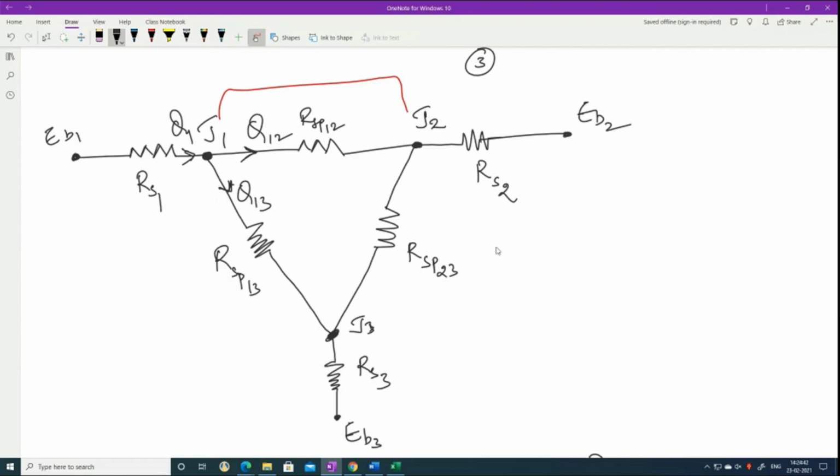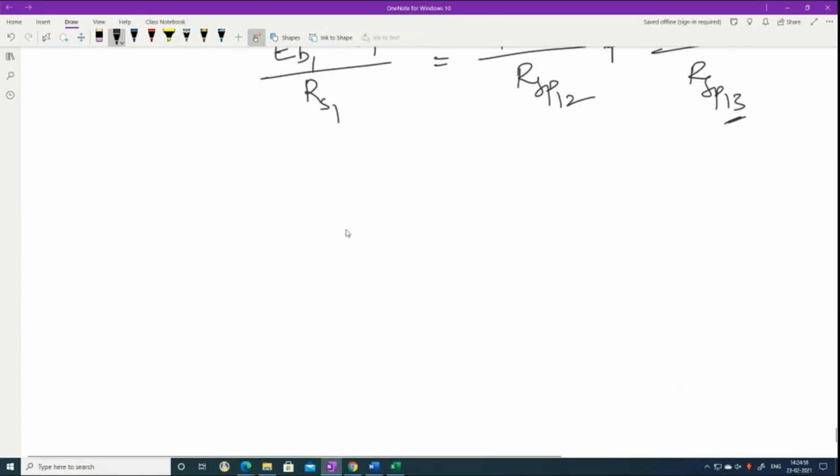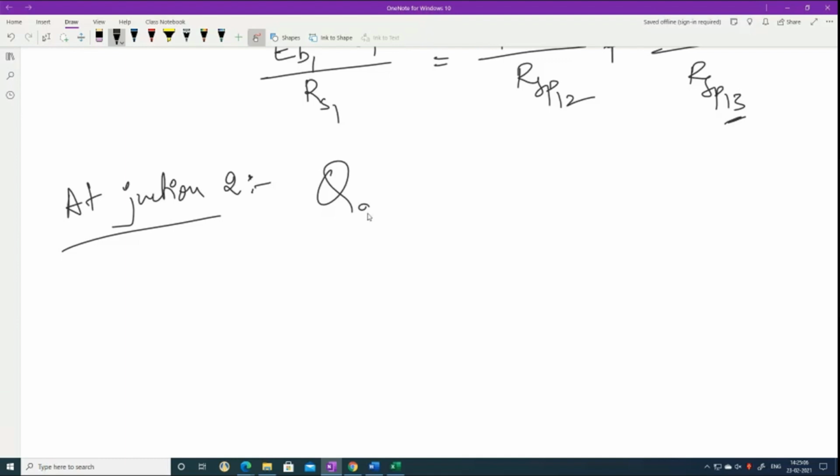Can you repeat the same for junction 2? Here, let us say you are getting Q2. In this direction, Q21 is going. In this direction, Q23 is going. So at junction 2, Q2 will be equal to Q23 plus Q21. So what will be Q2? Please speak out and tell.